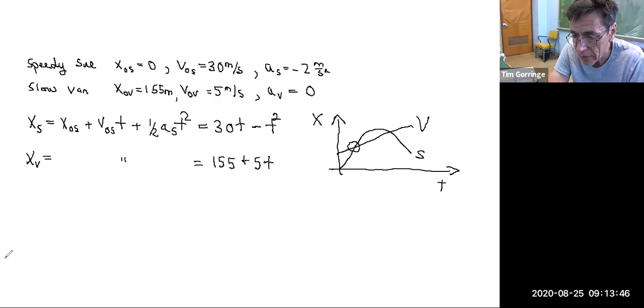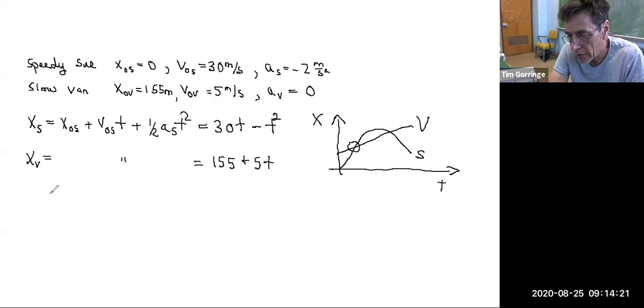The way I'm going to do it is from the perspective that at this moment, Speedy Sue and the equation representing Speedy Sue's position and the van, they're at the same point, same place. And so I can equate these two equations at that moment in time to figure out the time of the collision. So let's do that.